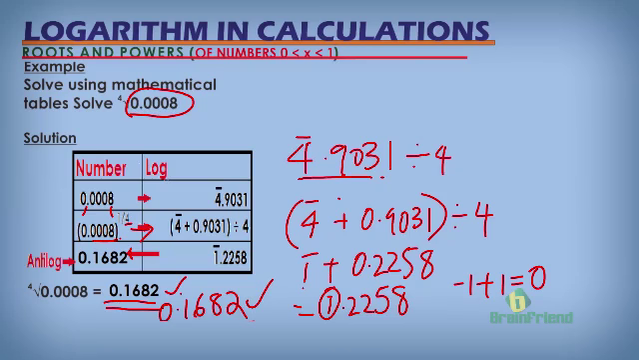So the fourth root of 0.0008 is 0.1682. To confirm this, if you have a calculator, you can quickly do a calculation and you'll find that you have the same answer, correct to the 4th decimal place.